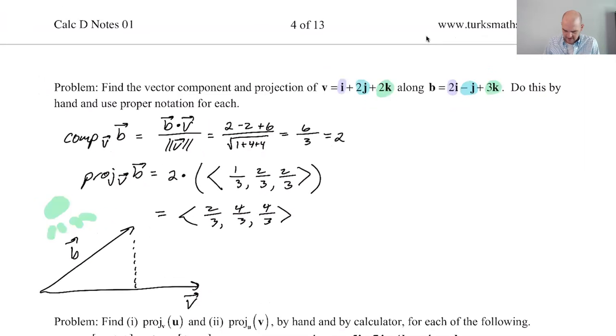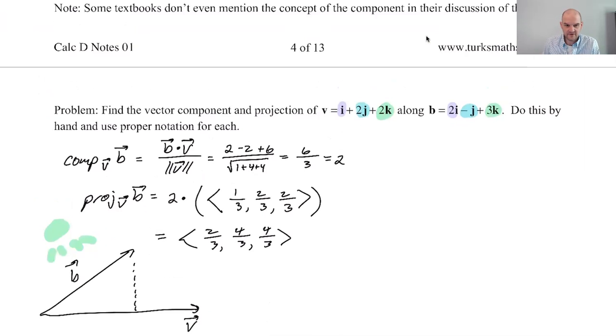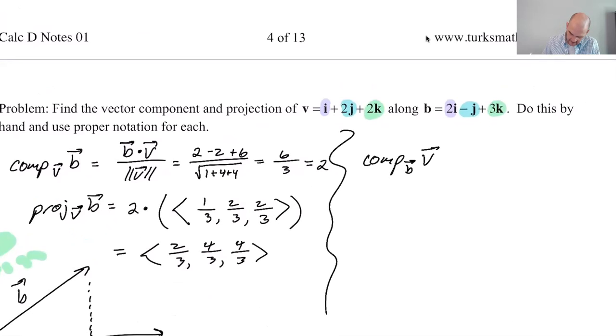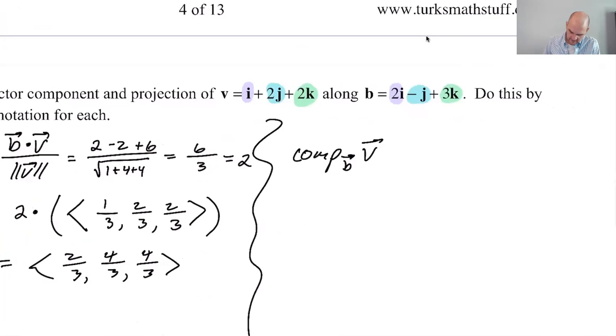Okay, so I'm going to do this by hand, and then I'm also going to do it on the calculator just to see if I got it. So let's do the other way, right? So it would be the component of V along B. So now B is the base, and let's see what we get when we do that. So it's going to be V dot B over the magnitude of B. You can't be as casual about that as I am.